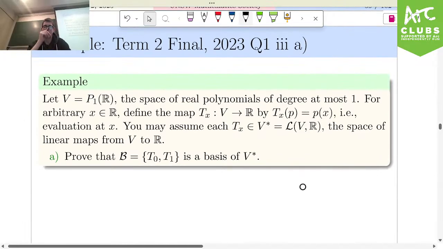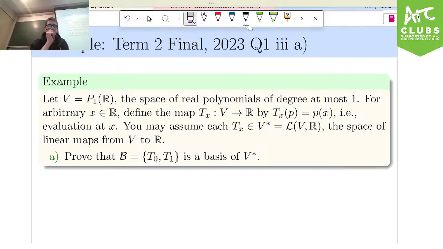So here we can just look at practicing this a little bit. We're looking at some types of linear maps subscripted by x, where we're saying this is taking in polynomials, the vector space of polynomials of degree at most 1, maybe we should write it as mathcal P, and we're mapping that to the evaluation of the polynomial at the specific point x, evaluated at x.